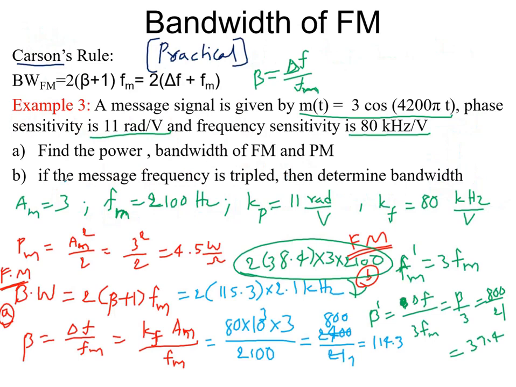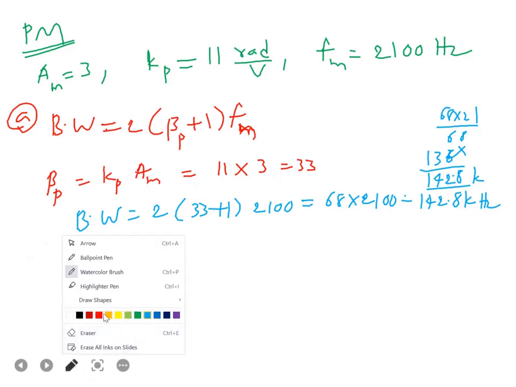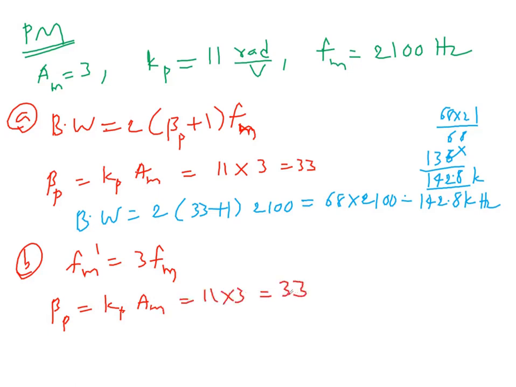Now in case B, what it is being told, the message frequency is tripled. Now you need to determine the bandwidth. Case B, what they have given you means fm dash is tripled, 3 times the message frequency. Then is there any change in beta P here, students? Beta P is depending on the amplitude of the message. There is no change. Kp there is no change. Am there is no change. Beta P remains the same. But what is happening to the message frequency? That is becoming 3 times the old message frequency.